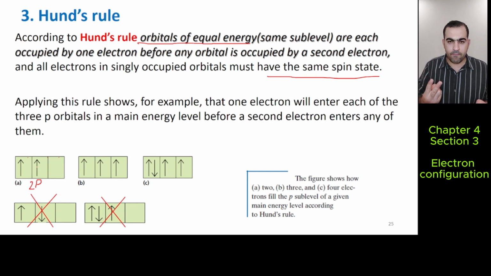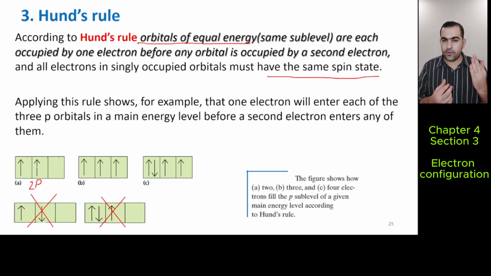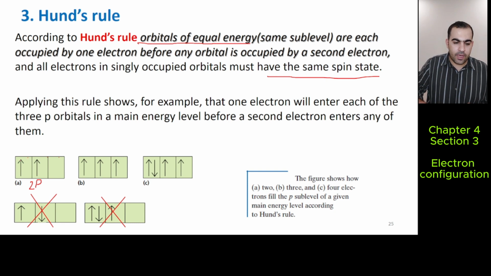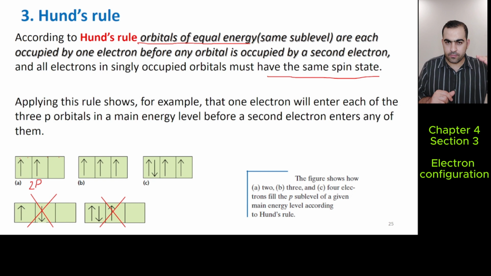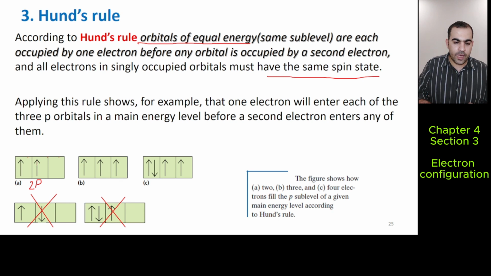How am I going to put it? There are three orbitals. I start from the left, and it must be upward. If there is an electron, it must be upward, must be clockwise. Again, I have two electrons.